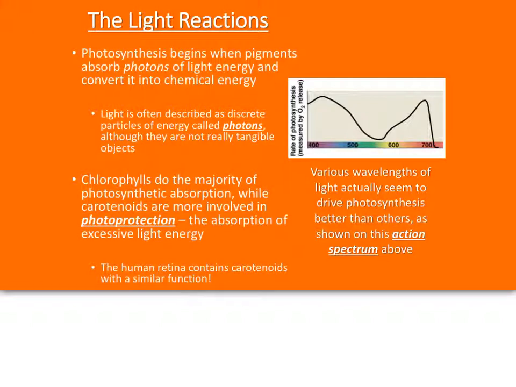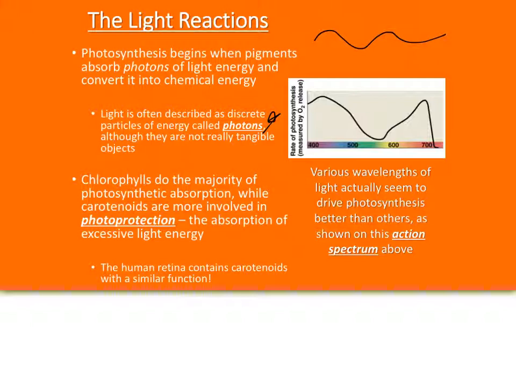So photosynthesis starts with the light reactions. This starts when pigments absorb photons of light and convert that into chemical energy. Scientists often describe light as a discrete particle, as we said earlier, that moves in waves. We call these particles photons. It's not really like we can trap a photon or measure a photon or weigh a photon. So it's not a tangible thing, but it is thought of as a particle.